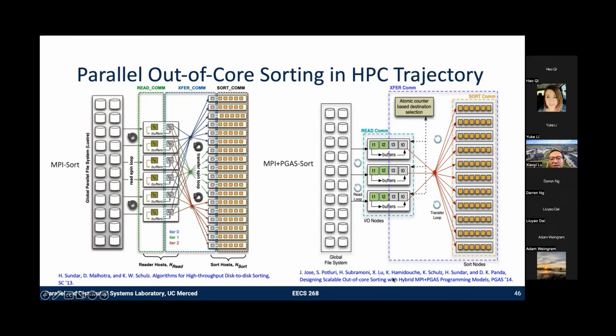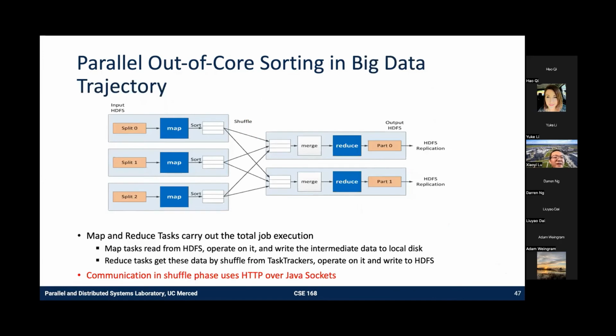And then actually, when I was a research scientist at OSU, we also extended this solution, using an MPI plus PGAS solution. We were able to achieve a similar kind of performance, but we could reduce the resource utilization. But if you look at this picture, it's so complicated, okay? Even just to do one single sort, you need to organize so many disks and so many processes among different tiers of nodes, and then move data across memory and disk. All those things you have to handle. So that's the HPC solution.